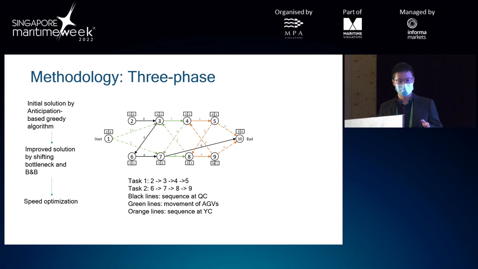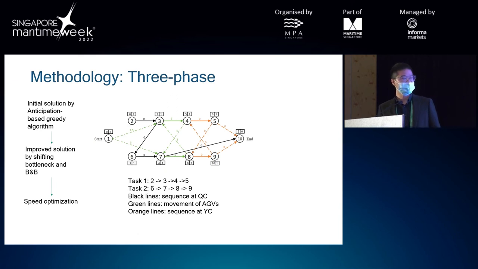Then let me briefly introduce the solving methodology. It's a three-phase method. First, we will get an initial solution by an anticipation-based greedy algorithm. In the second phase, we will improve the solution by shifting bottleneck and branch and bound. Finally, we will give a speed optimization procedure to optimize the speed on each arc.